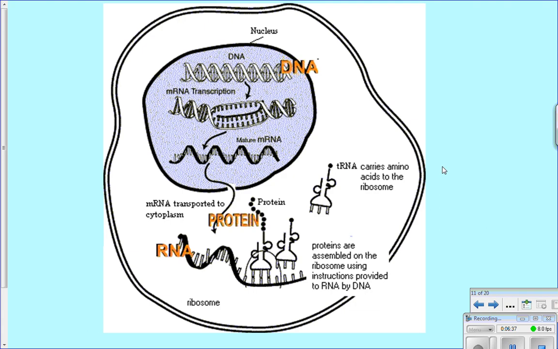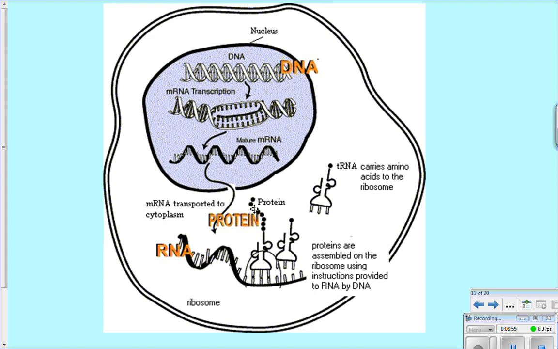So here's the picture. We start in the nucleus, DNA. It unzips, it's transcribed into RNA. So here's the RNA. It's a little different nucleic acid. That goes out to the ribosome. Here's the word ribosome right here. Goes out to the ribosome, and a protein is built from amino acids.